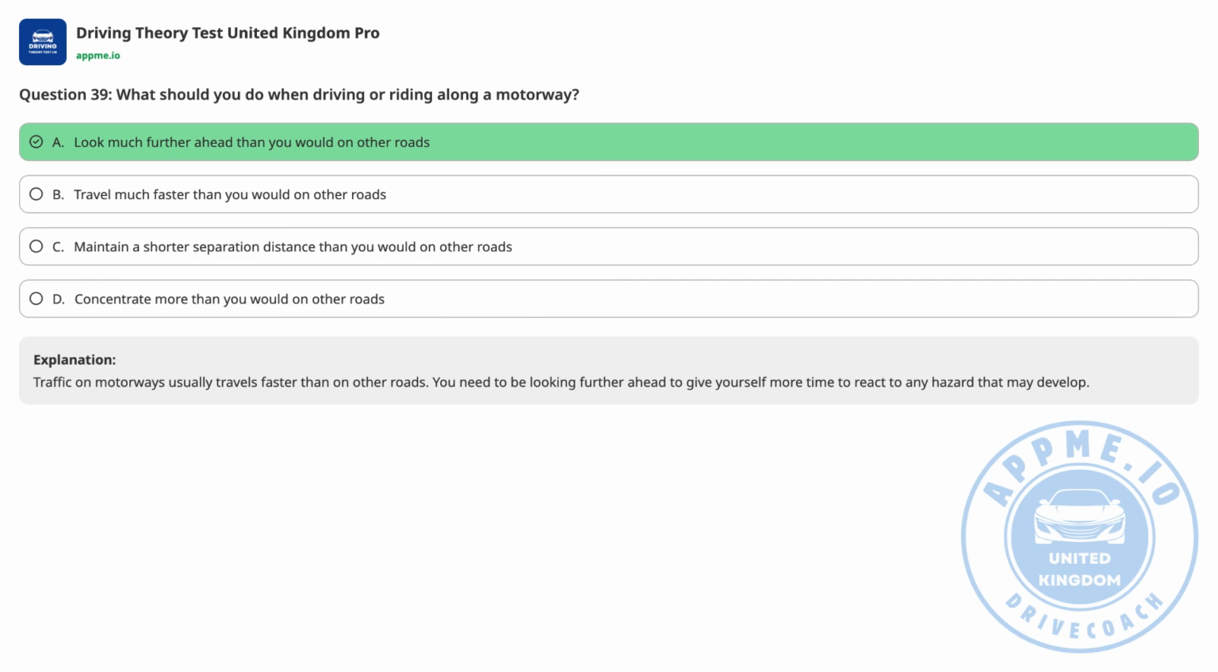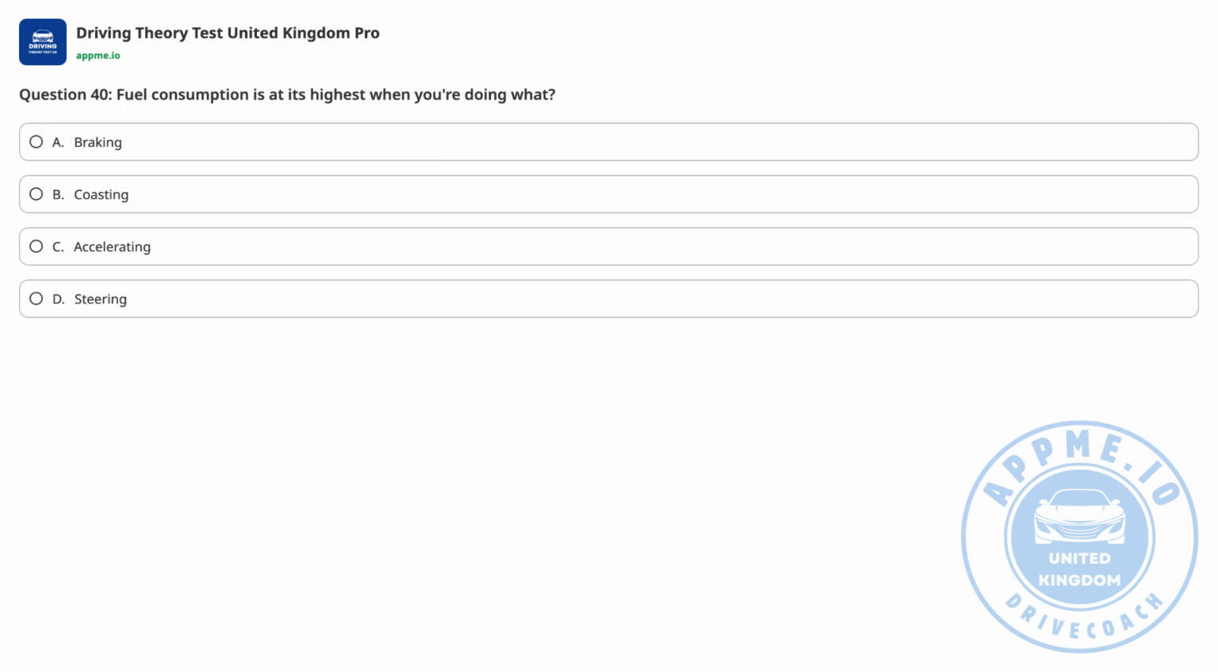The correct answer is A. Question 40. Fuel consumption is at its highest when you're doing what? A. Braking. B. Coasting. C. Accelerating. D. Steering.